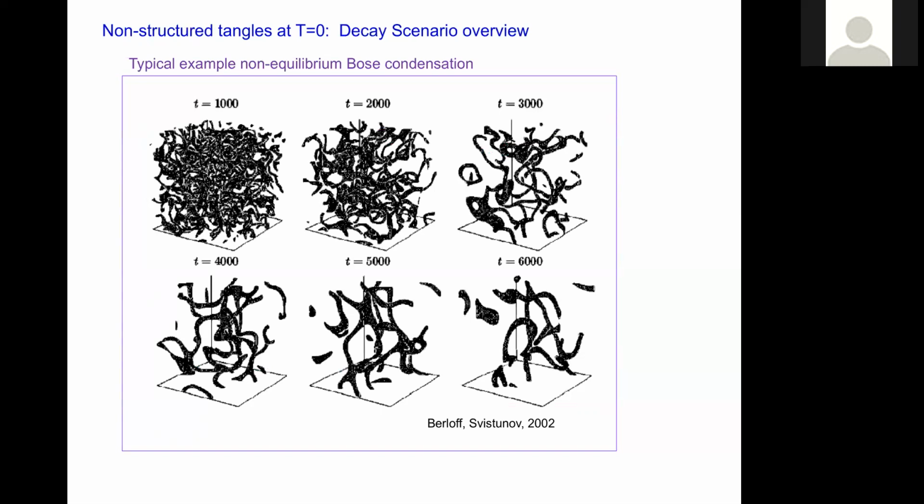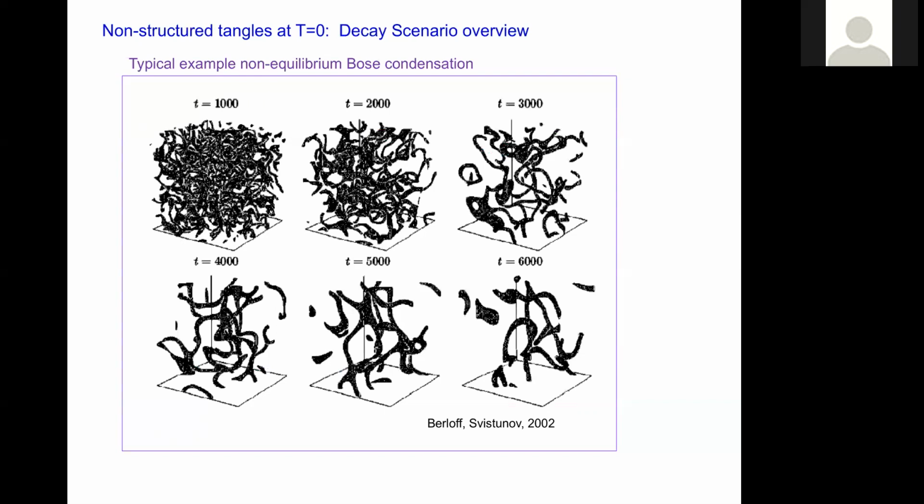So I'd like to focus now on non-structured tangles, and this is a typical example. It's a simulation, but I think there are experiments now as well, which demonstrate that as the system equilibrates, you need to start with a high thermal state, and the system equilibrates and reaches the Bose-Einstein condensate. In its final state, you end up with a random vortex tangle. These black lines are the vortex lines. So it's quite a standard, typical situation in non-equilibrium Bose-Einstein condensation.